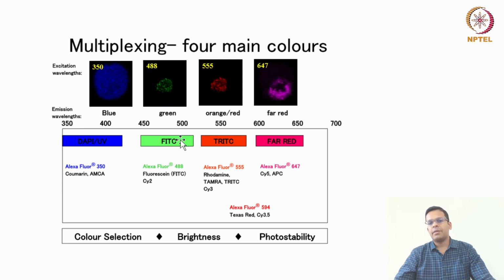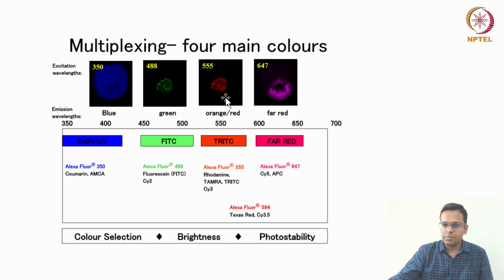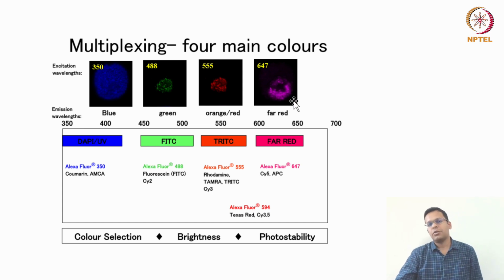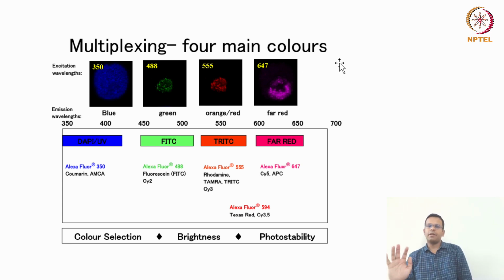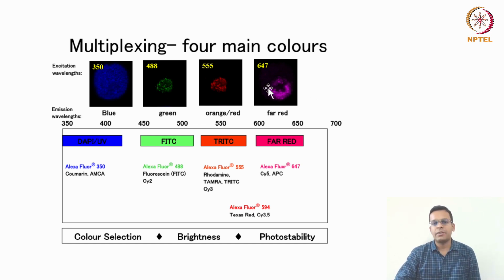Then this FITC provides green colored light. So this FITC dye can be used to label any protein. This TRITC is a red colored dye. It is used to label some other protein. And this far red color, that is magenta, is also used for labeling some other protein or the cellular structures. So mainly this is known as multiplexing. So four different colors you can image simultaneously from the same sample, and you can study their relative localization. When you image more than one color in the same cell, that is known as multiplexing.